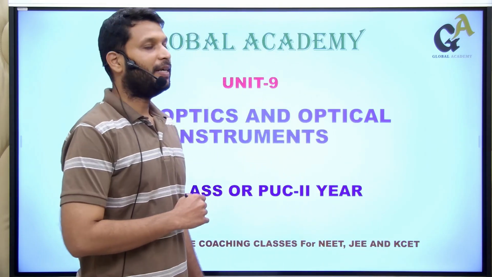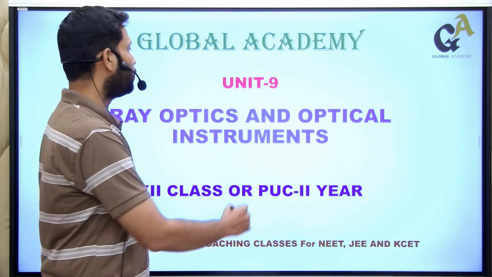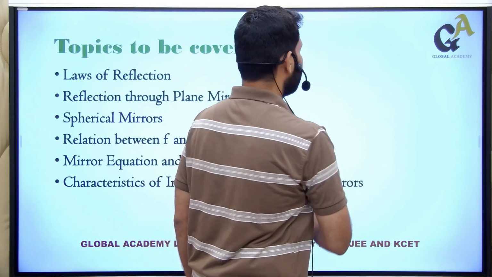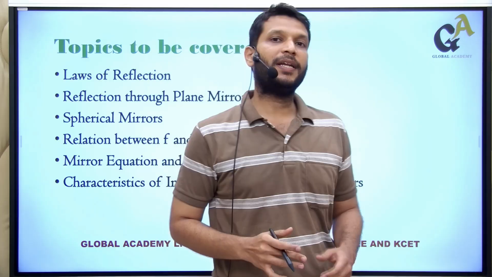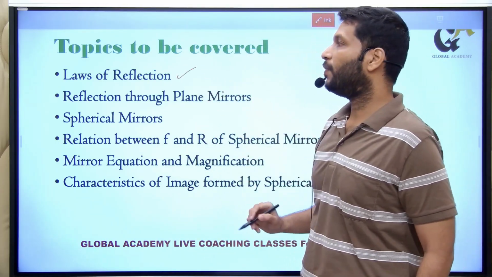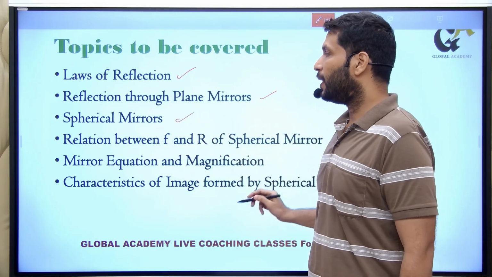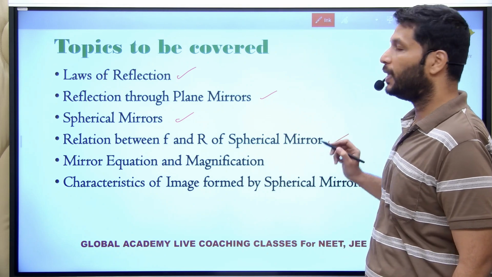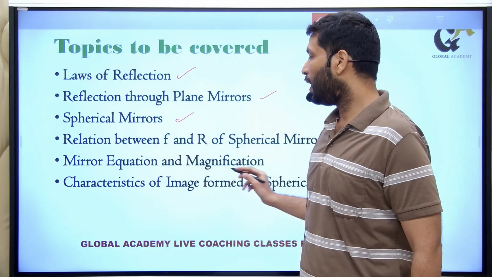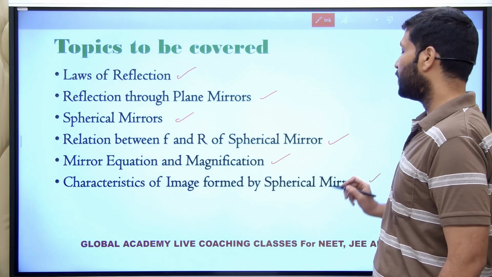In today's class we will discuss the topic ray optics and optical instruments, which is unit 9 of 12th class or 2nd PUC. In today's class we will cover these topics. First one is laws of reflection, reflection through plane mirror, spherical mirrors, relationship between focal length and radius of curvature of spherical mirror, mirror equation and magnification, characteristics of image formed by spherical mirrors.